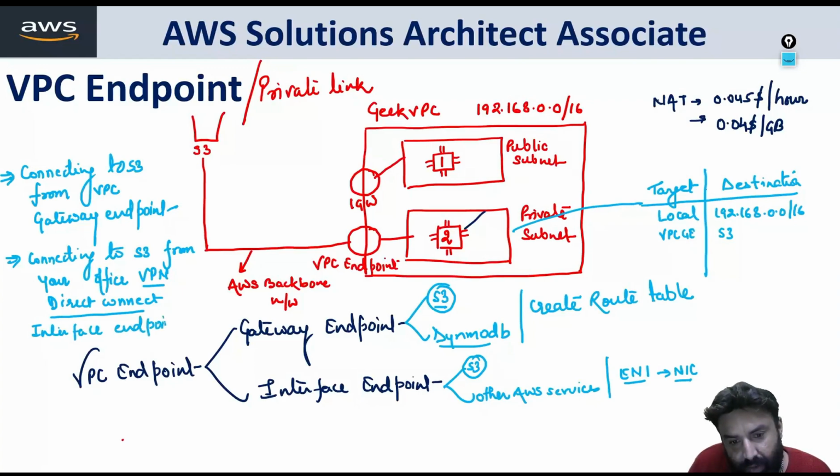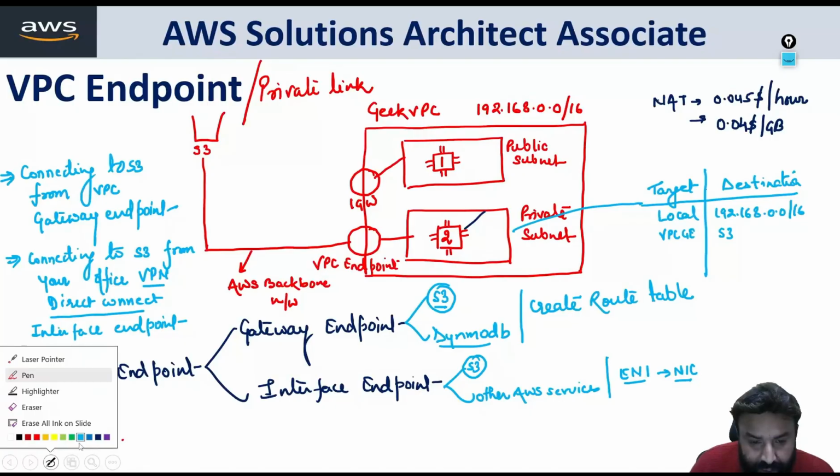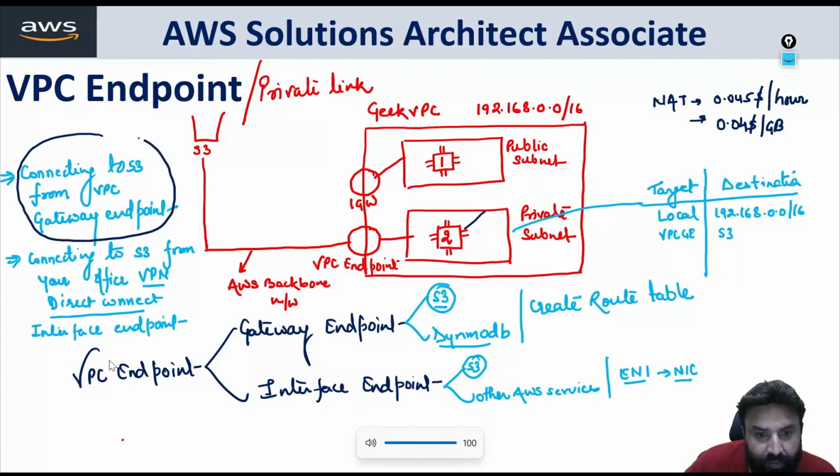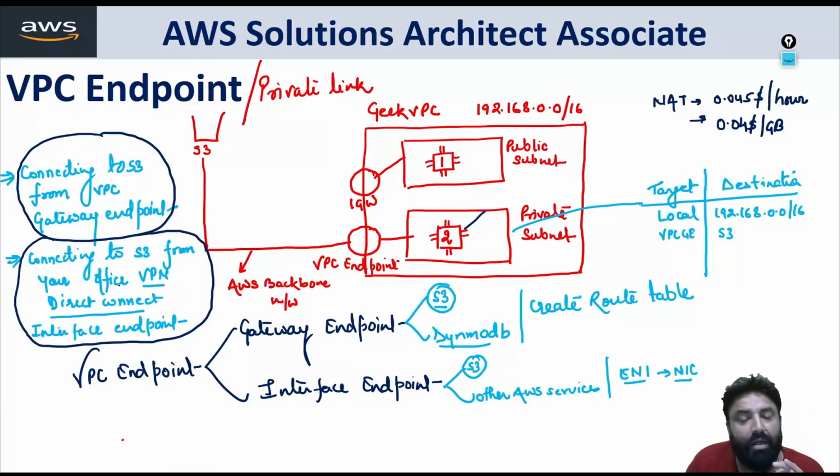So this is very important to make a note of. These two points are actually very important, so kindly make a note of them: when to use gateway endpoint for S3, and when to use interface endpoint for S3. These are two very important things which you have to note.